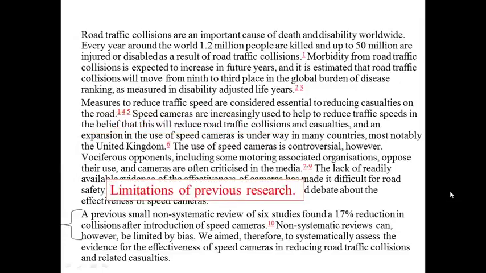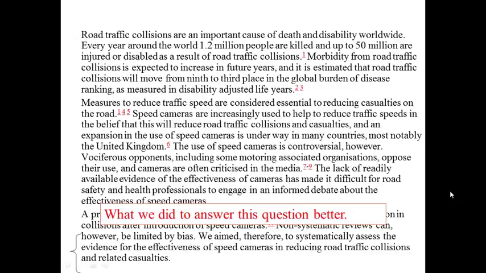And here's the limitations of previous research. Well, there hasn't been much research, and there was one small non-systematic review previously that looked at 6 studies. They did find a 17% reduction in collisions after the introduction of speed cameras, but there were probably a lot of problems with this study because it was a non-systematic review, and they tell you why non-systematic reviews might be biased.